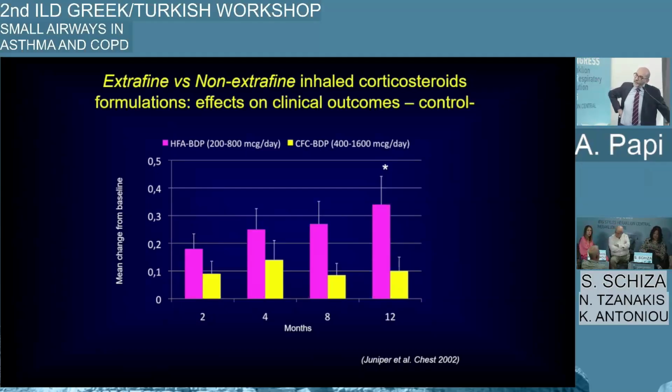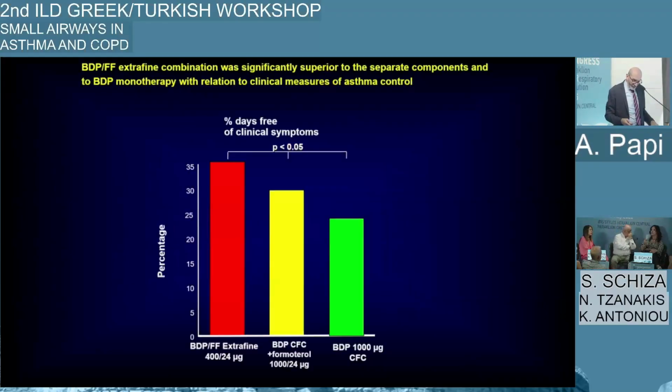So with half the dose, on the y-axis, we have the change in asthma control in terms of improvement. With half the dose of extra fine formulation over time, we can see a greater improvement in asthma control compared to double the dose of ICS with not extra fine.